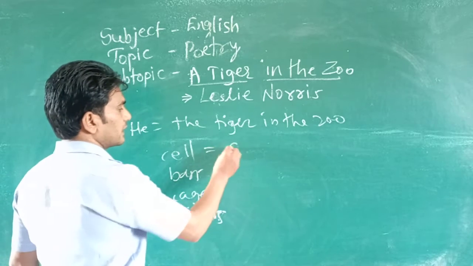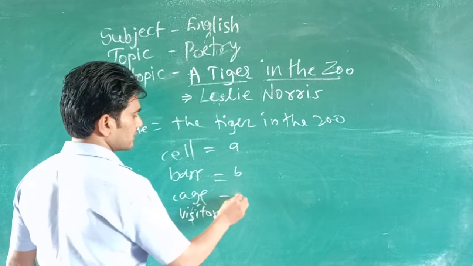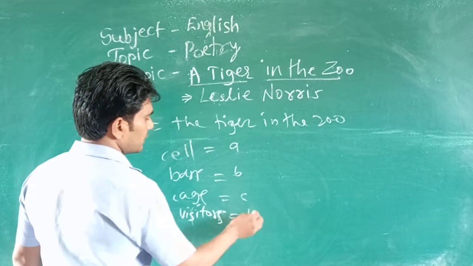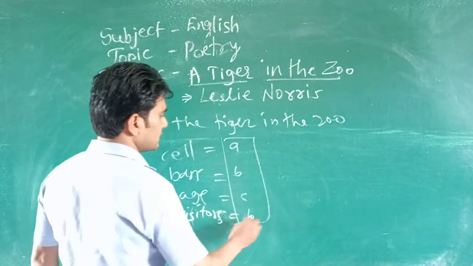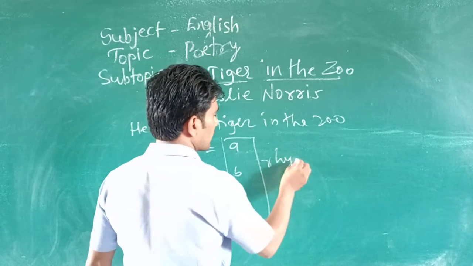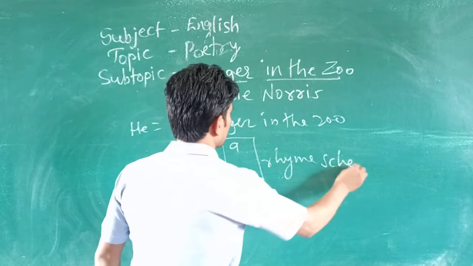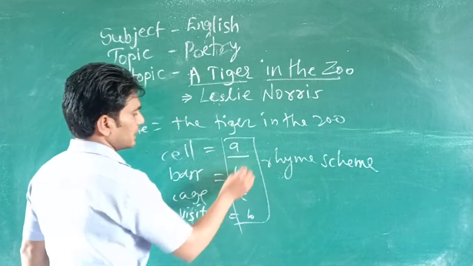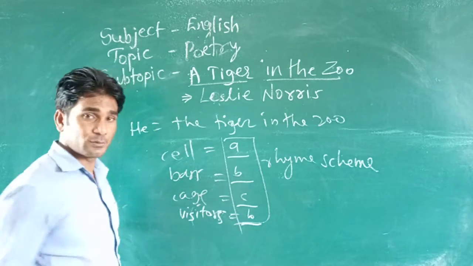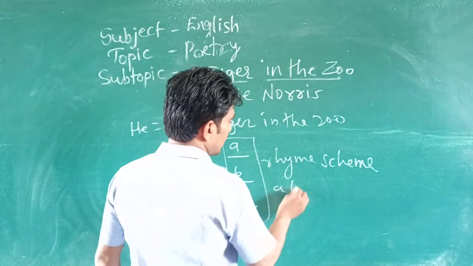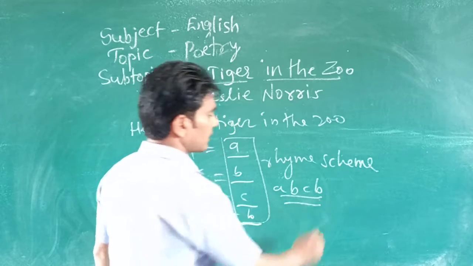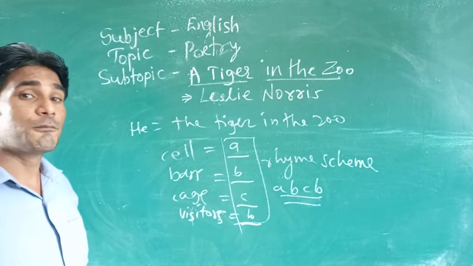So here again A, B, C, B. This is the rhyme scheme. Okay, rhyme scheme A, B, C, B. You should write down rhyme scheme A, B, C, B. Okay, rhyme scheme of the stanza 4.